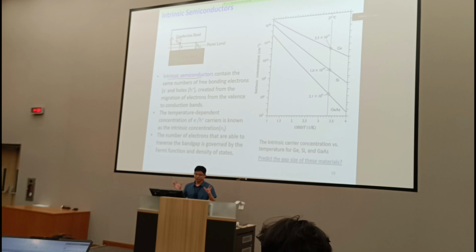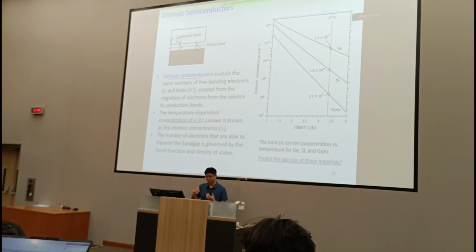Without doping, intrinsically, once you create the electrons, you leave holes behind. So they have the same number. And this depends on temperature. You raise the temperature, you can create more carrier density. These electron-hole concentrations are called intrinsic concentrations.